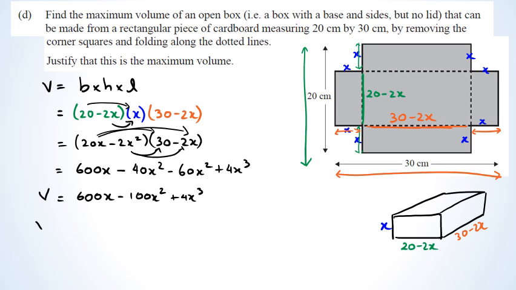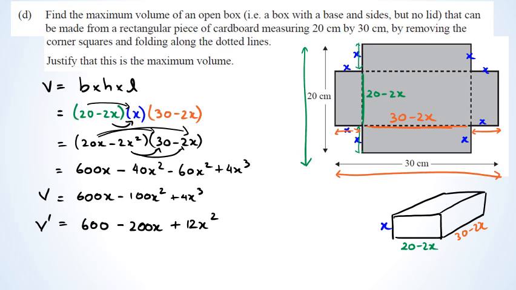Now I need to differentiate this if I want to figure out what the maximum volume is. So when I differentiate 600x, I get 600. Take away 100x squared, differentiates to 200x. And then I've got 4x cubed, which differentiates to 12x squared. And I just realized what I made a mistake with. That should be 200x, sorry, not 200x squared.